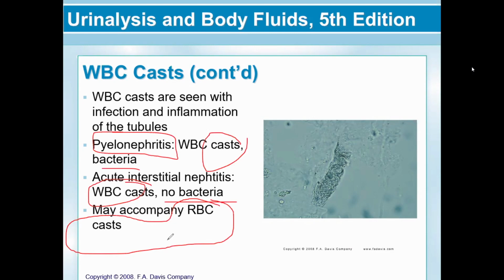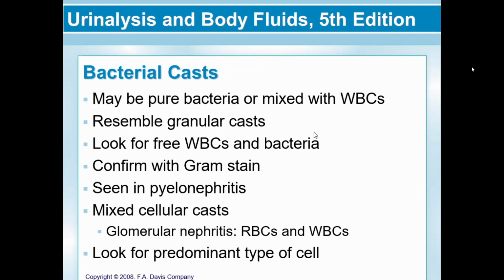Okay? But you have to take note, minsan in glomerular damage, meron din tayong presence of WBC casts together with RBC. So we always check dun sa symptoms din ng pasyente natin. Okay? So next, we have bacterial casts. So syempre ang laman po niya ay bacteria. So pwedeng pure bacteria yung laman niya or bacteria with mixed WBC. Saan to natin nakikita? Pwede din po sa pyelonephritis or in glomerular nephritis.